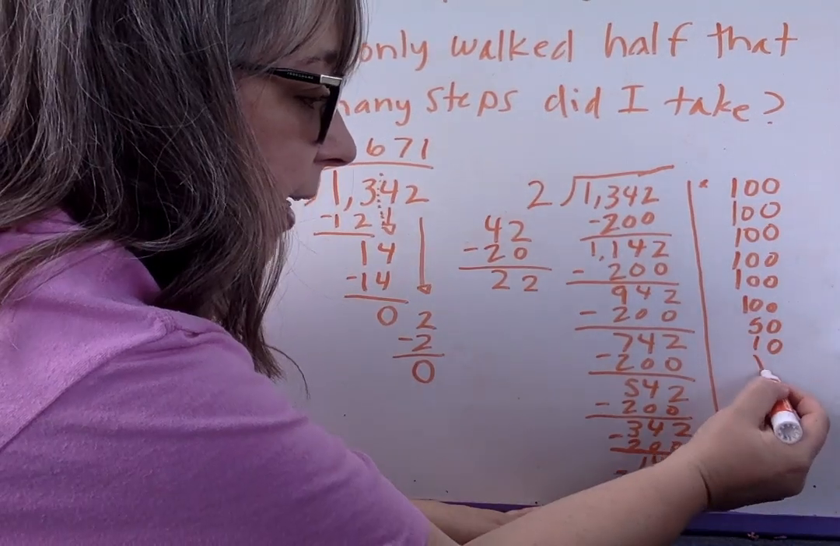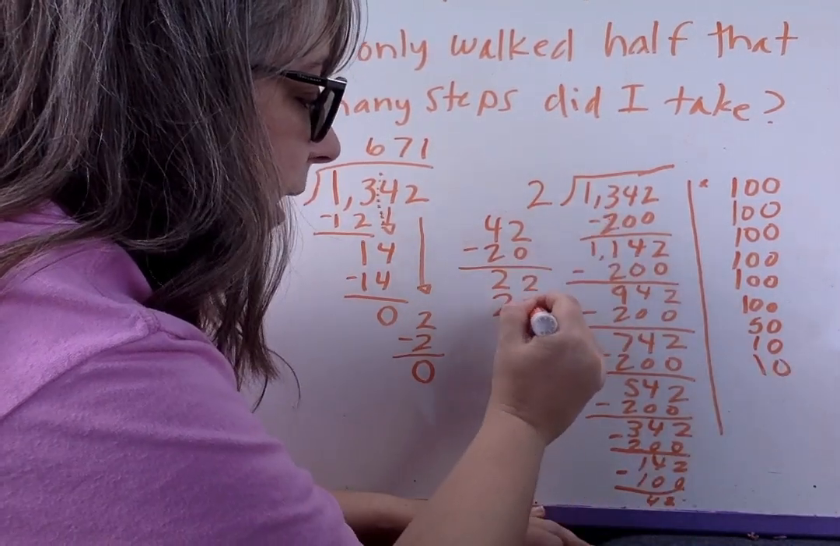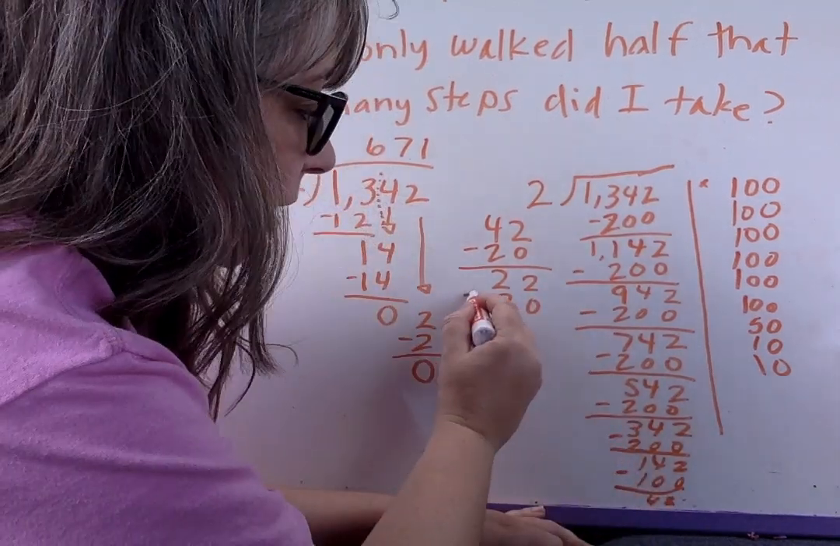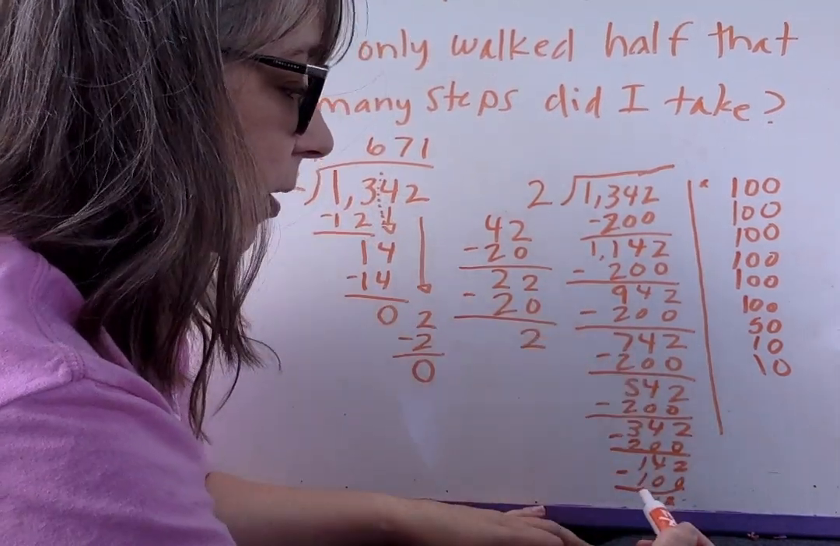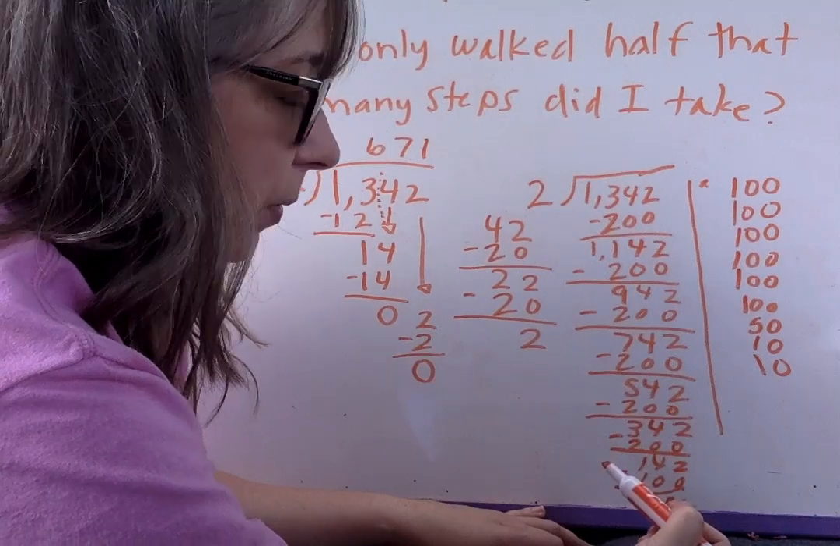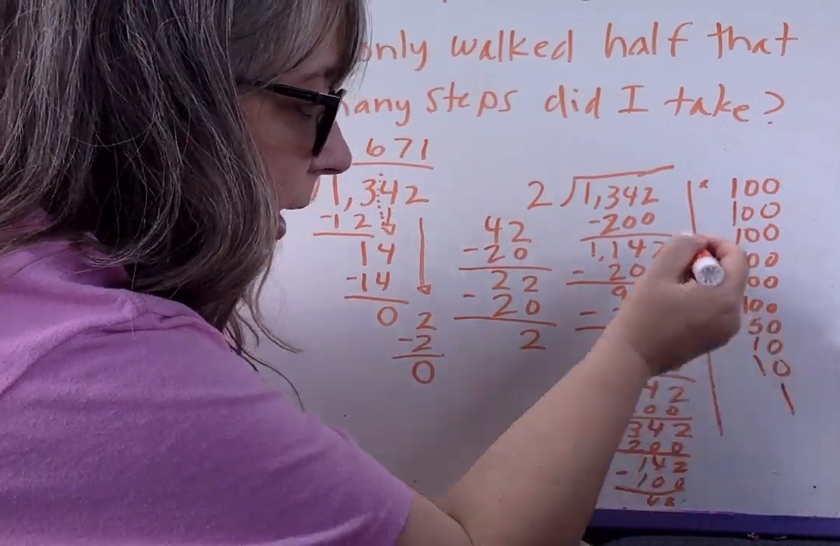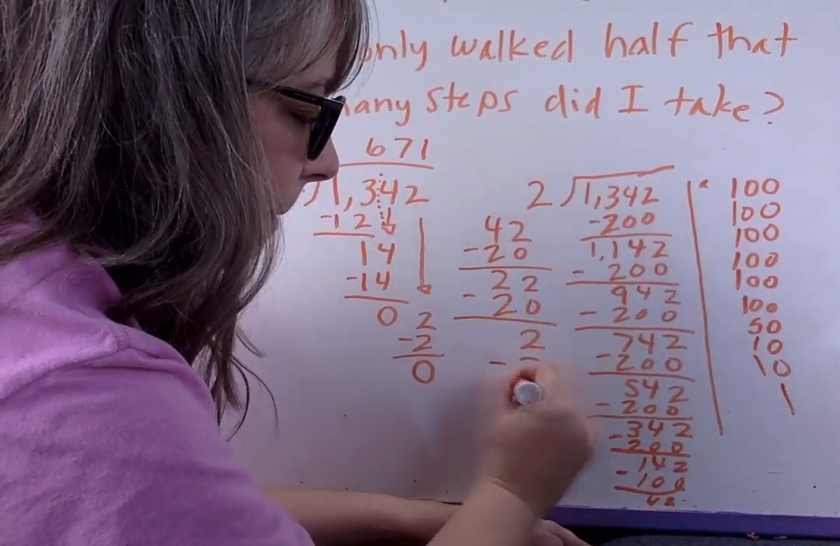Okay, so we can do another 10. 10 times 2 is 20. We're going to subtract, and now we're at 2. Well, how many times can 2 go into 2? One time. 1 times 2 is 2.